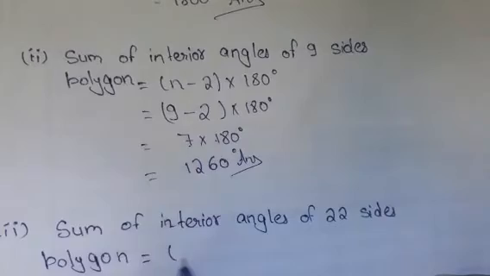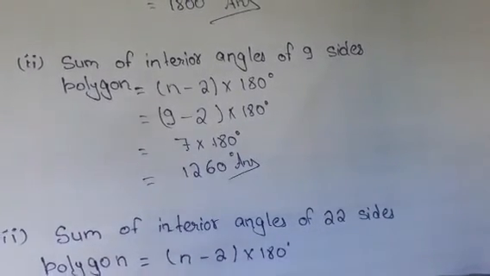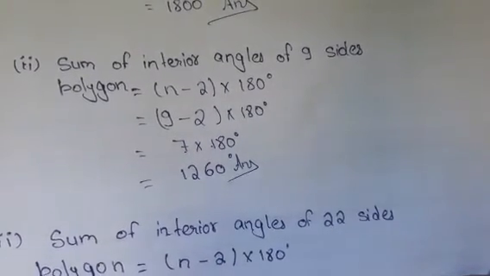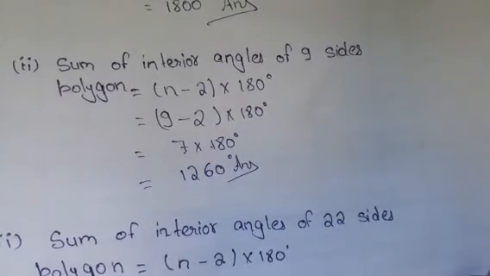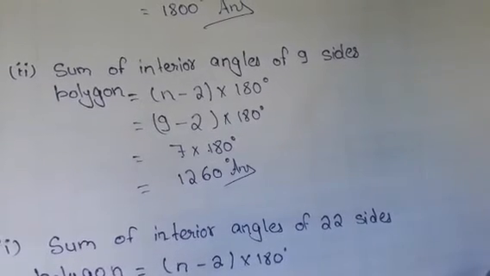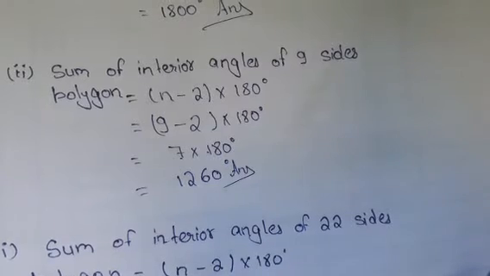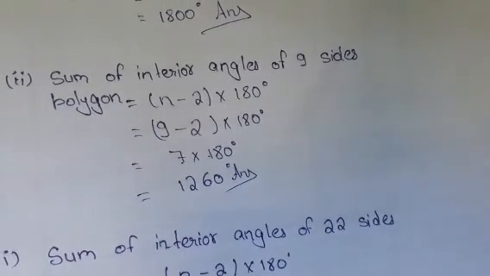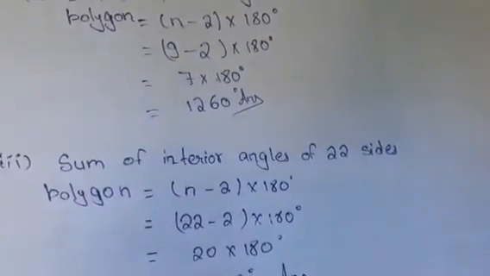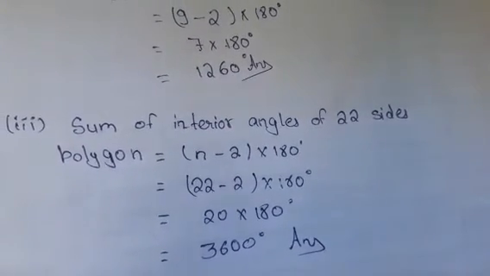Is equal to, now put the formula, (n minus 2) into 180 degree, is equal to (22 minus 2) into 180 degree. Now 20 into 180 degree is equal to 3600 degree. This is the answer of the third question. Okay, you see, this is the answer.